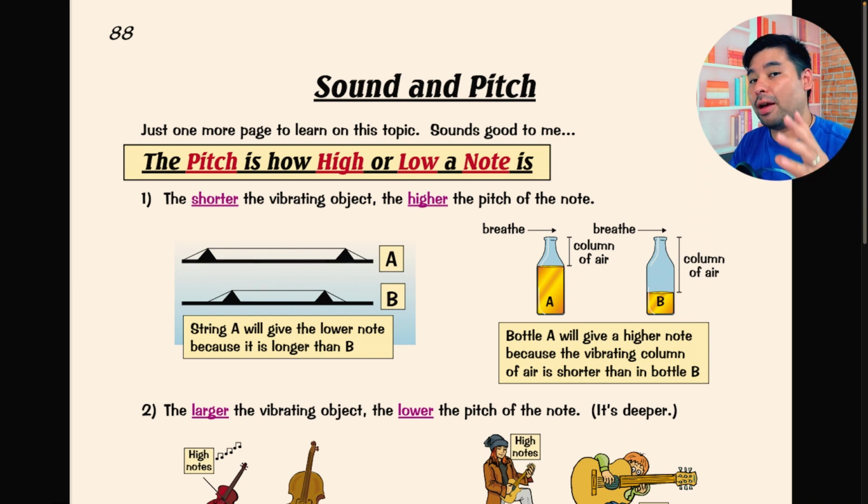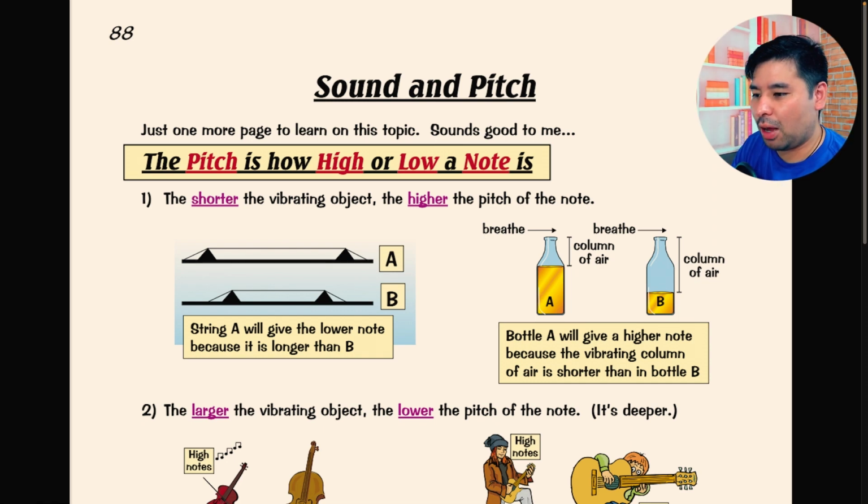Tenta dar uma olhadinha mais profunda no dicionário, dá uma pesquisadinha, para você ver exatamente como que nós usamos a palavra pitch, ok? Não somente na tradução, mas na aplicação. Tenta fazer isso pro teacher e, lógico, faça notas sobre isso, ok? But let's go. Just one more page to learn on this topic. Sounds good to me. We have one more page here, and let's see what we can do.